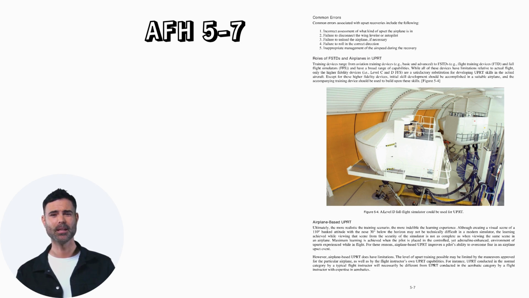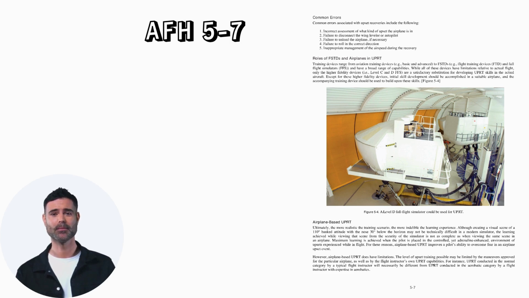Roles of FSTDs, airplanes, and UPRT training devices. Training devices range from aviation training devices, basic and advanced, to FSTDs, flight training devices (FTD) and full flight simulators (FFS), and have a broad range of capabilities. While all of these devices have limitations relative to actual flight, only the higher fidelity devices, Level C and D FFS, are a satisfactory substitution for developing UPRT skills in the actual aircraft. Except for these higher fidelity devices, initial skill development should be accomplished in a suitable airplane, and the accompanying training device should be used to build upon these skills.